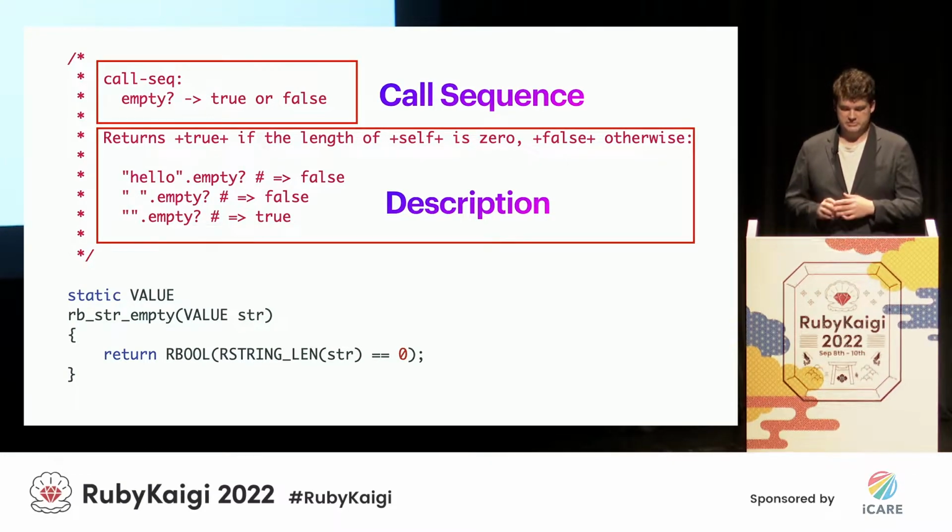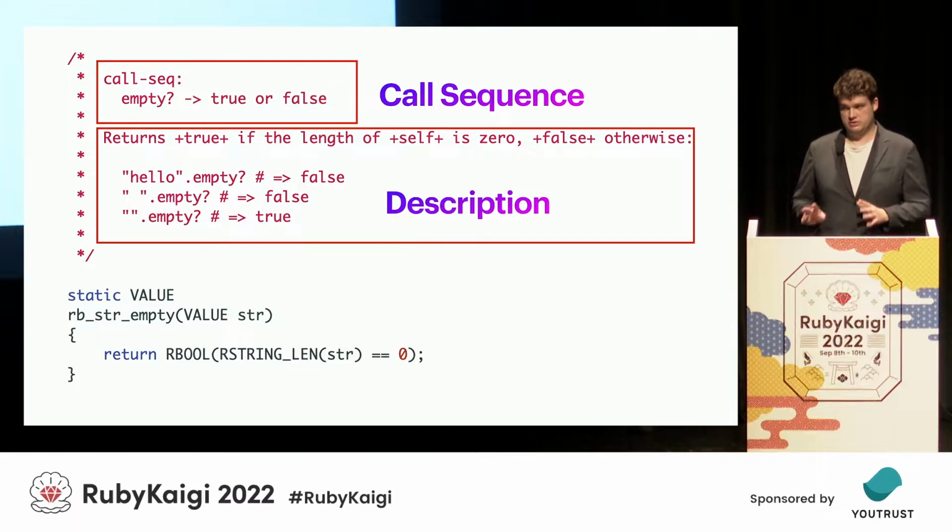So the RDoc markup supports more than just basic linking and formatting. Something you'll see in the majority of documentation for the Ruby source is a special section called the call sequence. The call sequence contains examples of a given method's inputs and outputs. The example empty method is pretty simple. So it only has a call sequence that contains one entry that doesn't take any arguments and only returns a Boolean.